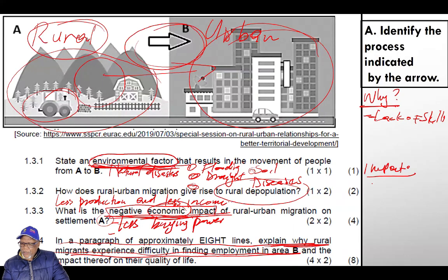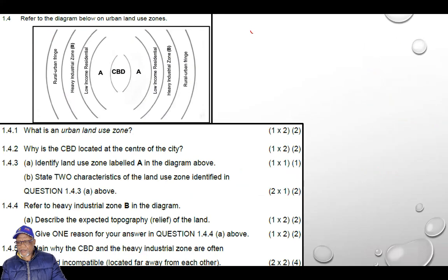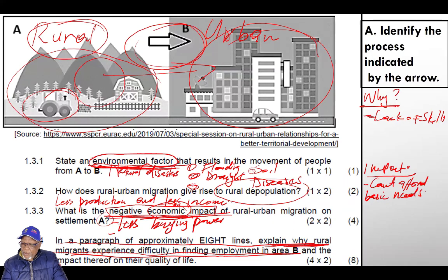Because they did not get jobs, they can't afford basic needs. So we have to say, explain why rural migrants experience difficulty in finding jobs. Number one, lack of skills. And then how does that impact on them? They can't afford basic needs. Number two, why can't they find jobs? Number one, you're talking about skills. Now they do not have qualifications.